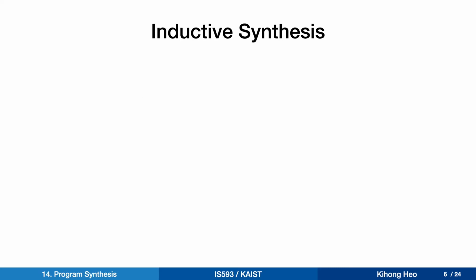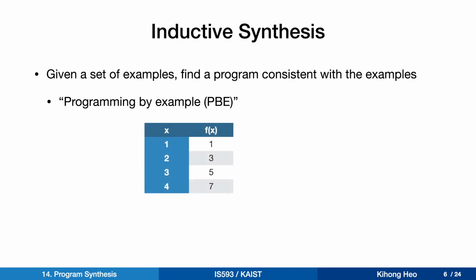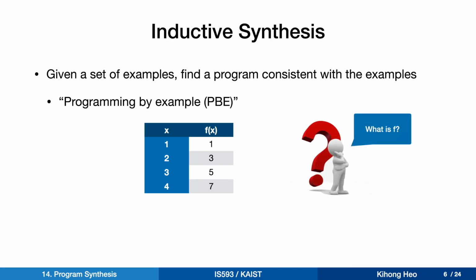First, let's talk about semantic specification. In this lecture, we assume that user intent is specified as a set of input-output examples, so-called programming by example. For example, a user gives these input-output examples. Then the synthesis problem is to generate a function f that is consistent with this input-output set. Again, given this input, this one is the output of x. What is f? That is our synthesis problem.